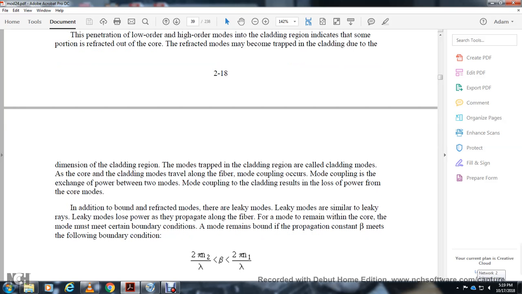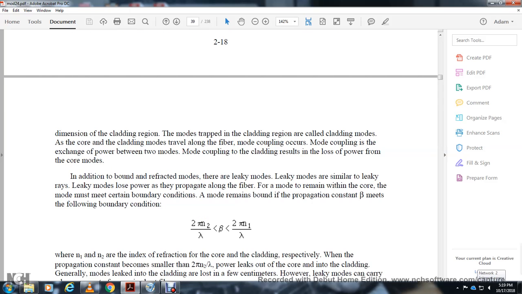In addition, there are the leaky modes. Leaky modes are similar to leaky rays, resulting in a loss of power propagated along the fiber. A mode is retained within the core with a certain boundary condition, meeting the boundary conditions.